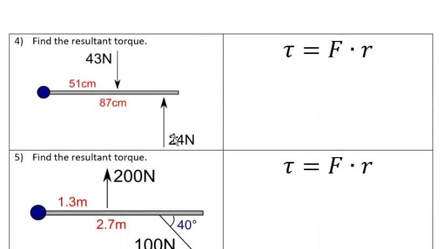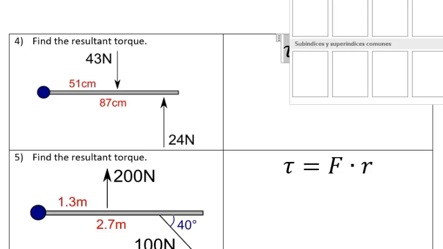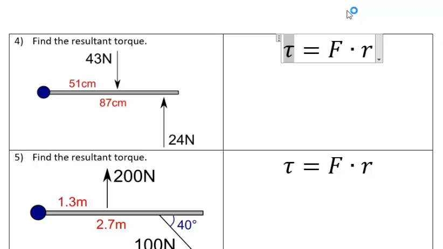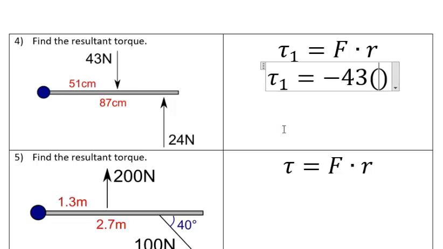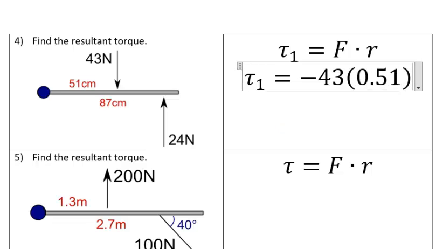Now, in this other case, I have two forces. So I need to calculate two torques. The first torque will be with the first force that I see from left to right. It will be 43 newtons. It rotates in this direction, which is a negative direction. So it will be minus, the force is 43 newtons, times the distance, which is 51 centimeters. So I'm going to put 0.51. That will be in meters.